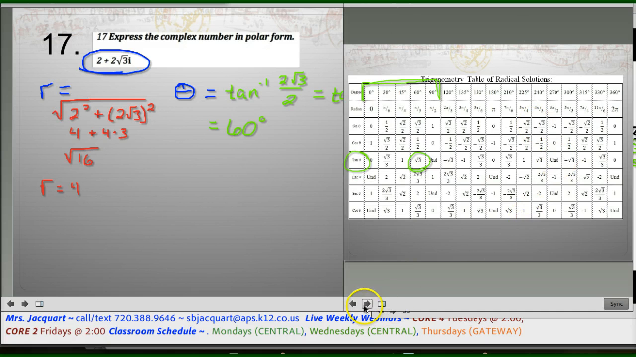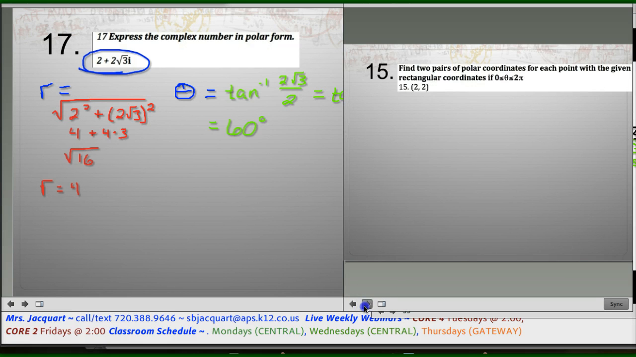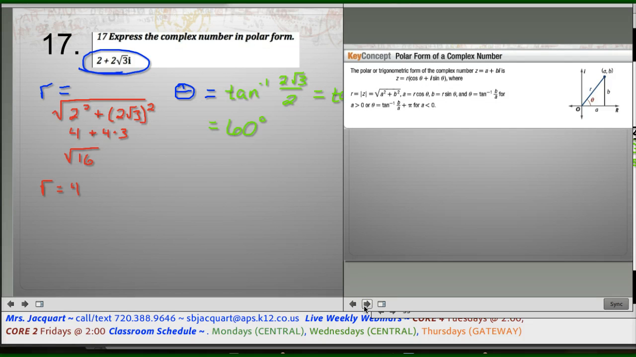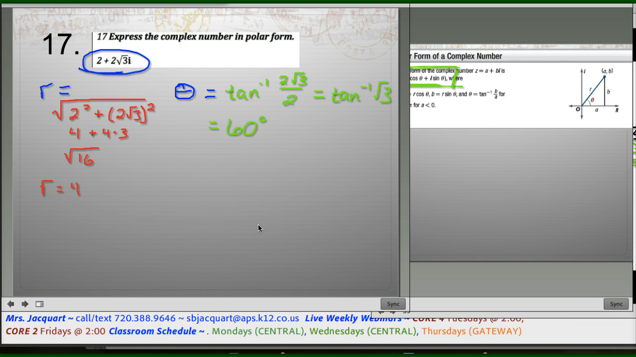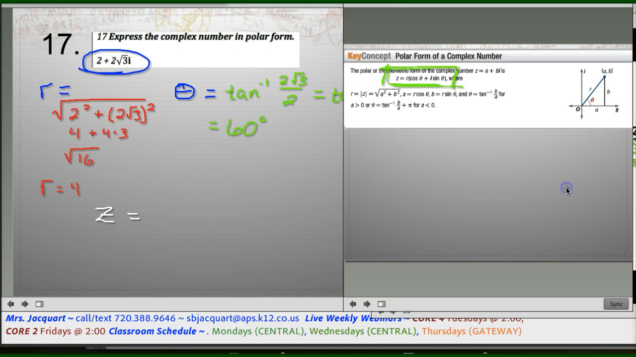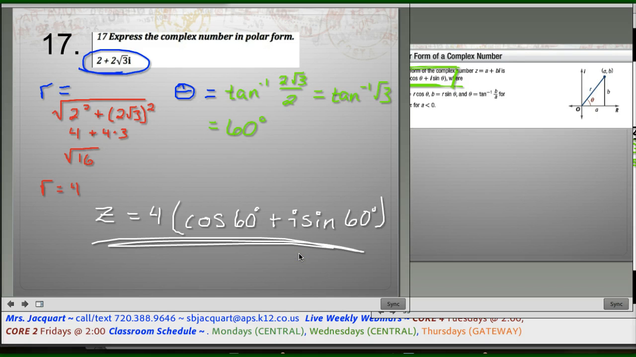Now let's go remind ourselves how to write this in our polar form. How do we write this in our polar form? This is our polar form. Let's put this over here. Z equals R, which is 4, parentheses, cosine theta plus i sine theta. So that's our answer. Kind of fun, kind of cool.